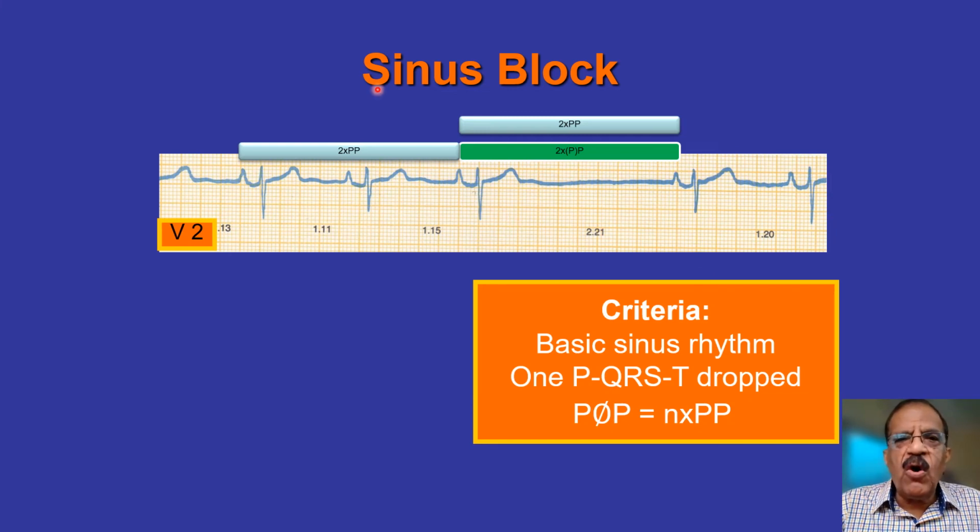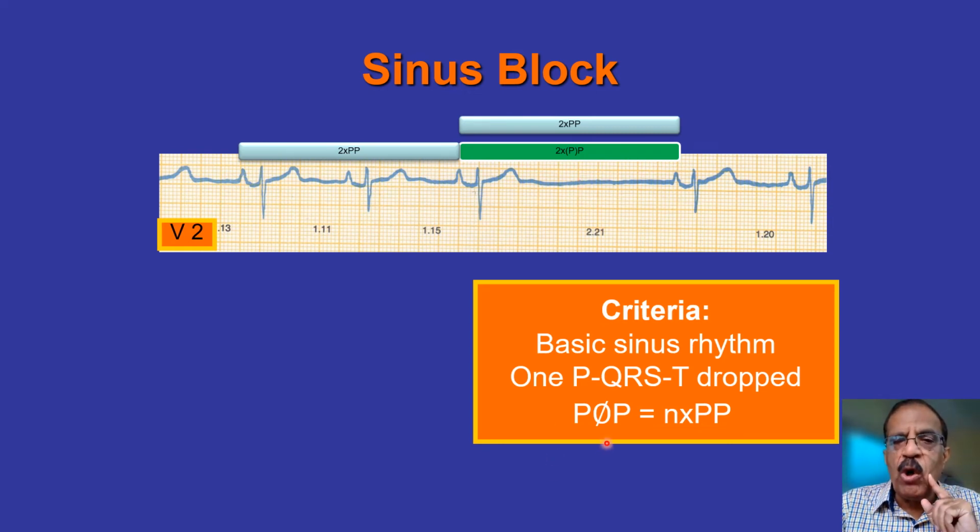So the definition of sinus block has criteria. First, you have to demonstrate that the basic rhythm is sinus. Here, the basic rhythm is sinus, and then you see one PQRST, a complete electrical cycle, is dropped, right? PQRS is completely dropped. And the third criterion is P naught P, this one, from this P, naught P means there was an expected P wave here that did not appear.